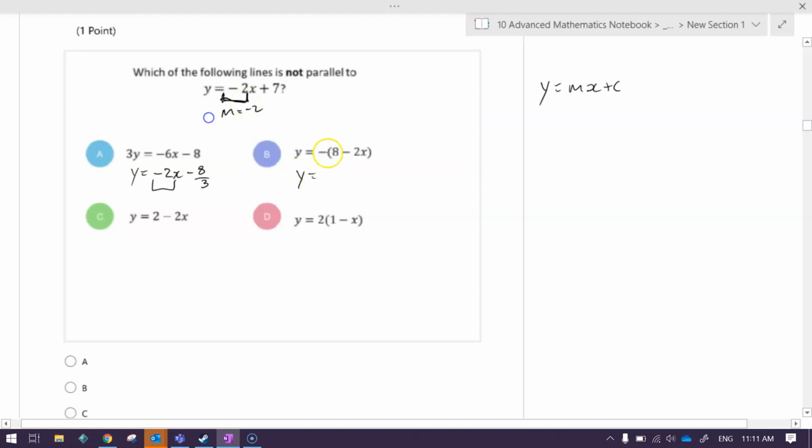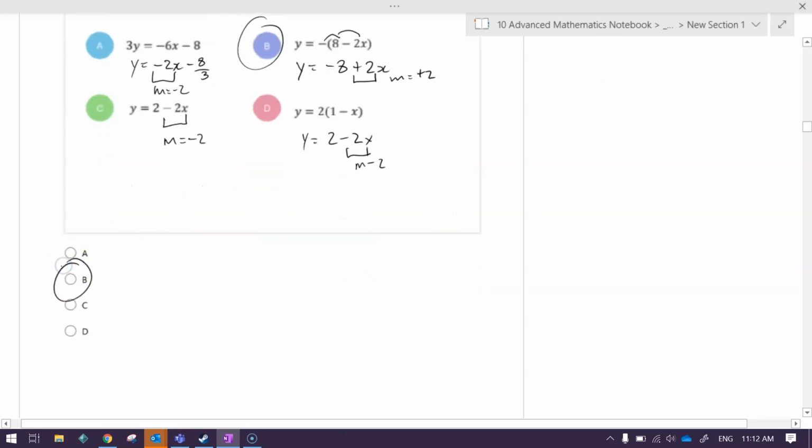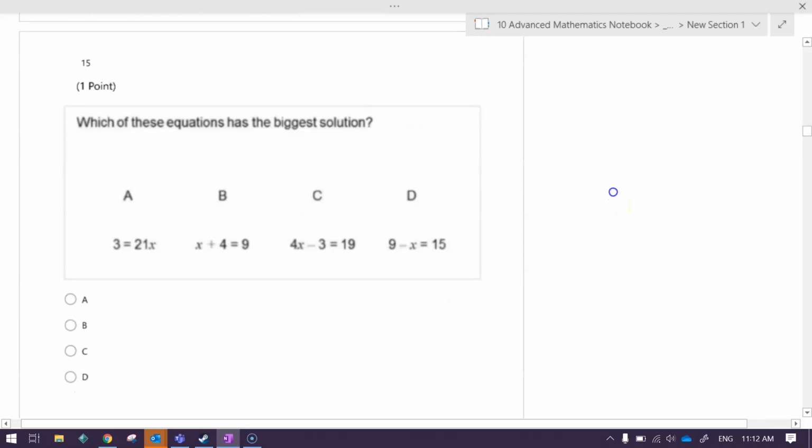Let's have a look at B. Expanding my bracket, -8. Negative by negative is plus 2x. That has a gradient equal to +2. +2 and -2 are not the same. I think this is my answer. Let's just double check. This one's already in the right form. They've just written them in the wrong order, but that one definitely has a gradient of -2. Why didn't I write that up there? And this one here, when I expand it, 2 take 2x also has a gradient of -2. So now I'm very confident B is the one that does not have the same gradient.